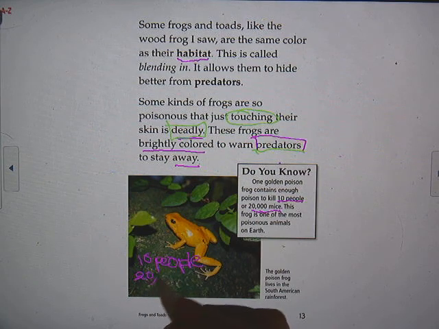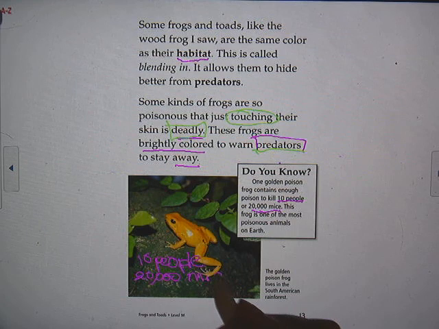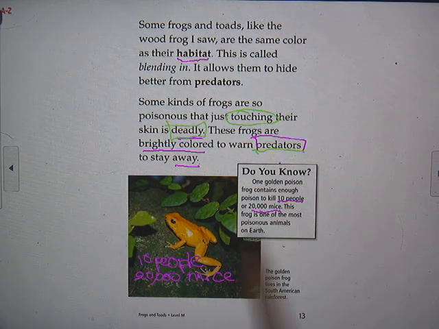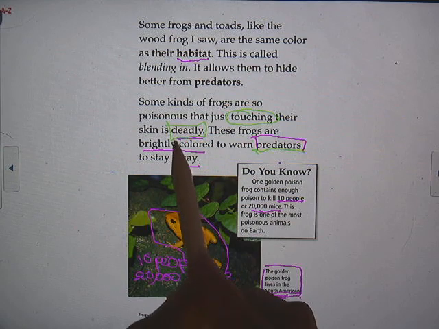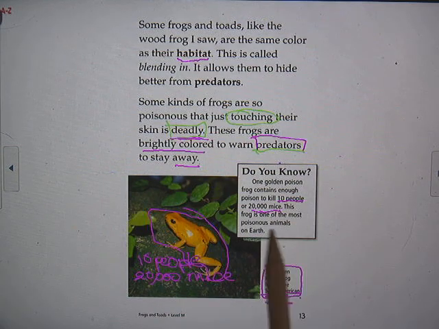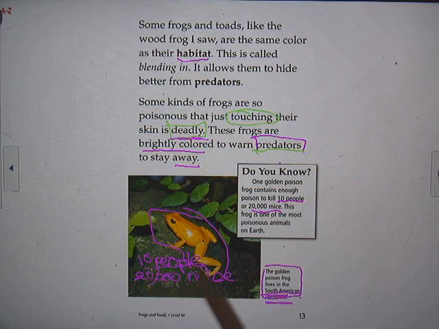or 20,000 mice. And we know this is a photograph, and whenever there is a photograph, there is a caption. It said the golden poisonous frog lives in South American rainforest. Do we live in South America? No. But if you ever travel outside the United States and you find yourself in South America and you see a frog that looks like this, you're going to want to stay away because their skin is extremely deadly. That has enough poison that it can kill 10 people or 20,000 mice.